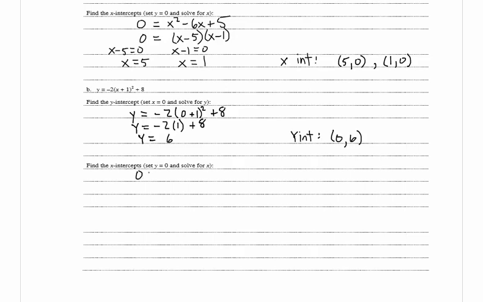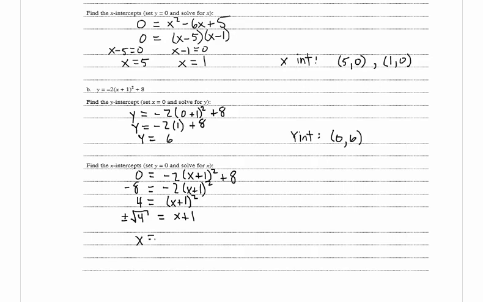So we have 0 is equal to negative 2 times x plus 1 squared plus 8. So the first thing I'm going to do is subtract 8 from both sides. So I have negative 8 is equal to negative 2 times x plus 1 squared. And now we're going to divide both sides by negative 2. So we have 4 is equal to x plus 1 squared. And now I'm going to take the square root of both sides. So we're going to have plus or minus the square root of 4 is equal to x plus 1. And then we're going to subtract 1 from each side.